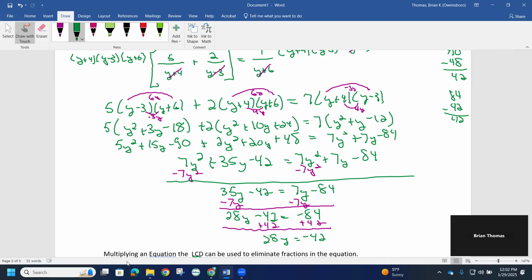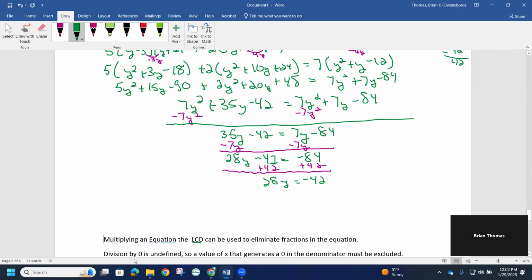So let me just keep on going here. Now we're almost home free. So we have to divide both sides by a 28. And we end up with y equals negative 42 over 28. But that looks like it's reducible. I can see a 2 in both of those. So if I take a 2 out, that's going to be a negative 21, and that's going to be a 14.